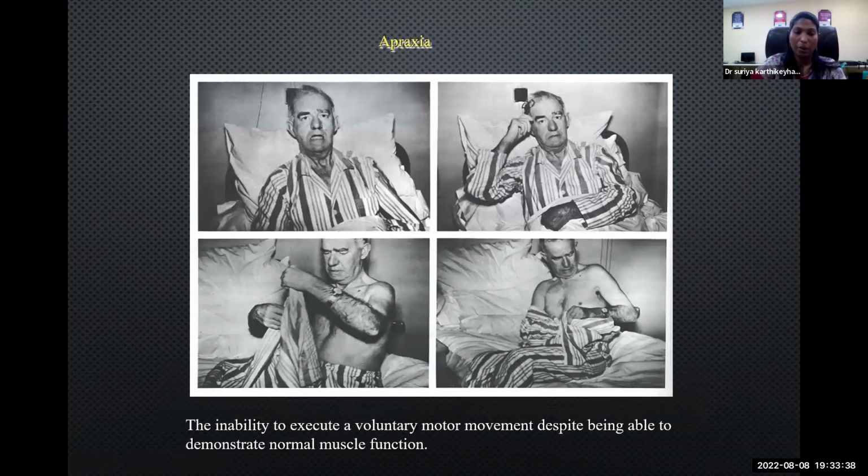So this is apraxia. Apraxia is inability to execute a voluntary motor movement despite being able to demonstrate normal muscle function. I will have normal muscle function, but I will not be able to execute the voluntary motor movement. Like I want to wear a shirt, my motor movements are normal, but because there is a problem in the frontal lobe and the temporal lobe, I cannot wear my buttons. That is called apraxia.